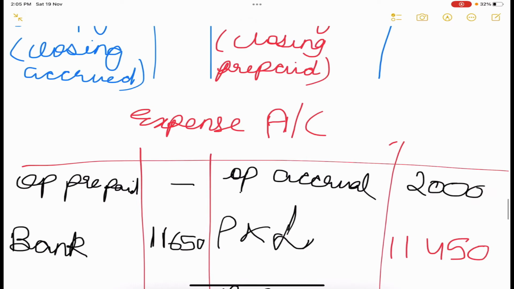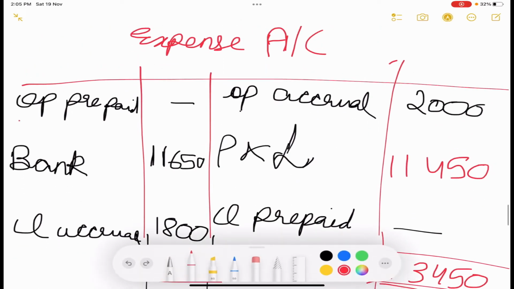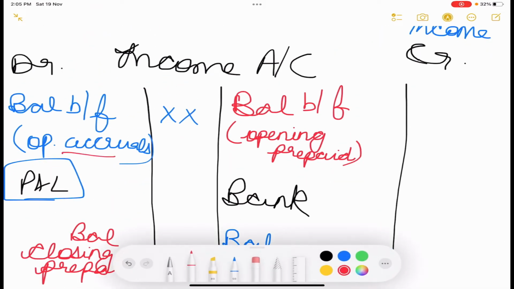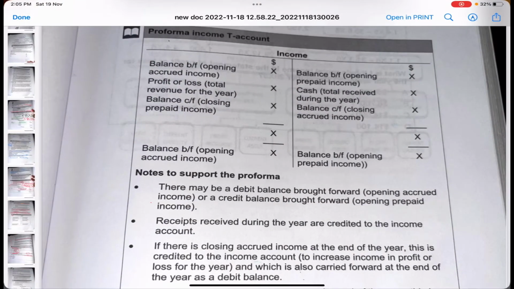Let's quickly go and see the expense. In expense, the debit side has opening prepaid and the credit side has opening accrued, and we have bank here, P&L here, and the opposite happens in income. We have the accrued over here and prepaid over here, P&L over here, bank over here. It's the opposite. Right now it might be a bit confusing, but if you keep making these formats, it will be very easy for you to remember. Don't worry about that. It's just the opposite. And now we are done with the journal entries also. Let's quickly go and do the questions.